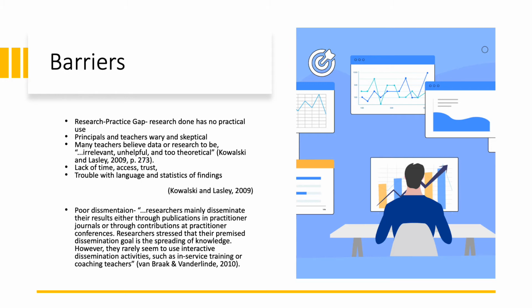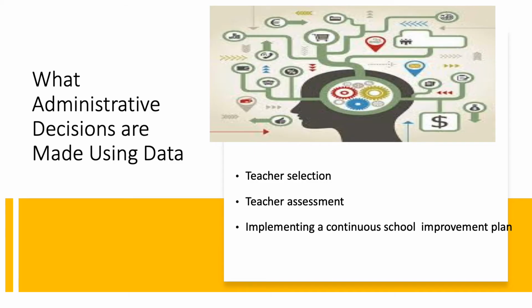They have no time to study the research and have a hard time understanding the language and statistics of the findings. Other barriers include a lack of access, either intellectually, physically, or virtually, and poor dissemination. According to Van Brock and van der Laan, dissemination refers to the translation and distribution of research findings to practitioners.